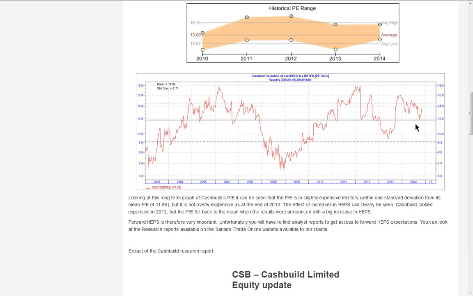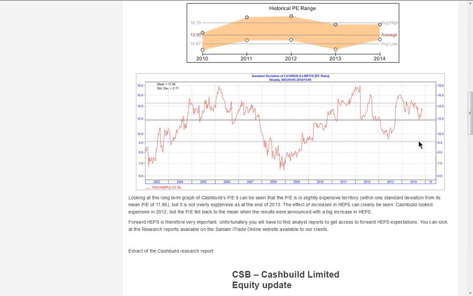But if we look at a long-term chart of the P/E ratio, we can see that in November 2014 it's trading slightly above the long-term mean, but it's still within one standard deviation. So it is expensive territory, but not very expensive. I would be more worried if it was trading in the upper levels there. I mean, in 2006, it was very, very high. But at this level, it's not cheap, but it is also not very expensive, so it's not worrying at this stage.